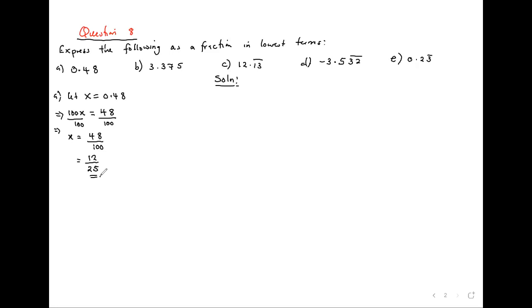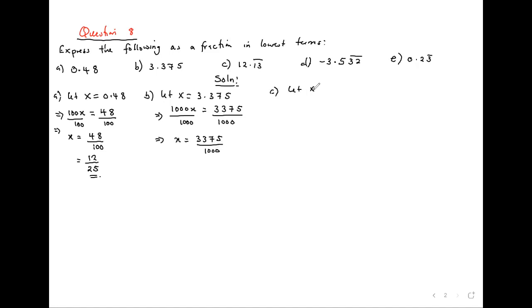Okay, let's see the difference. Let's do B. We let x be 3.375. Then we count. We have 3 decimals, so we multiply by 1,000. Then again we divide by 1,000, so we get x is equal to 3375 over 1,000. Then we go to C.